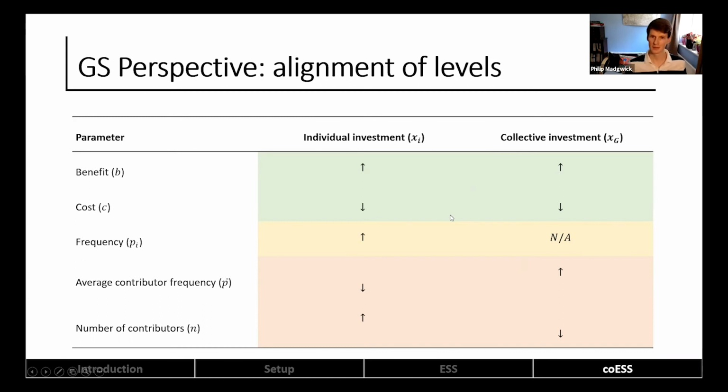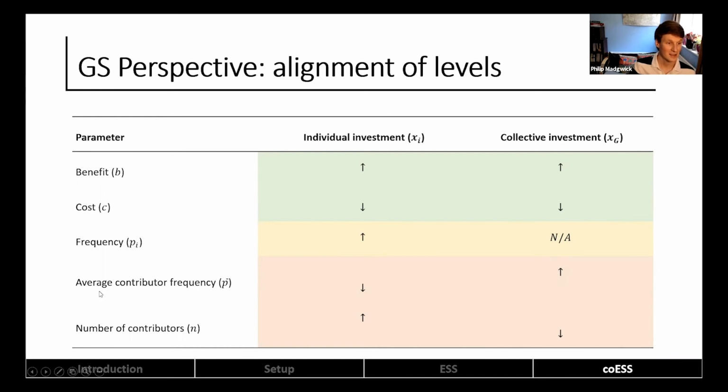But some of these other terms have slightly more complicated patterns. For example, the frequency term, which isn't actually found in the collective investment equation, increases the level of investment we expect by an individual player. And equivalently at the group level, we might consider the average contributor frequency. And this increases the level of collective investment. So there is kind of symmetry going on here.